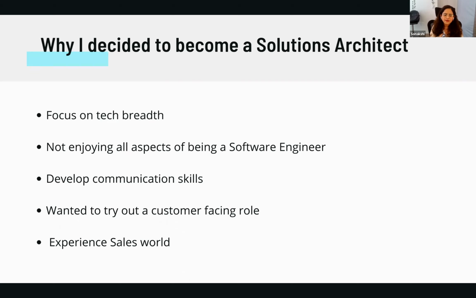And yeah, this was one stage of my life where I had to really ask myself, what is it that I'm looking for in my next role? And once I had made that clear to myself, the decision to make the transition became much more easier. So I hope this makes sense. And this is exactly why I decided to become a solutions architect.